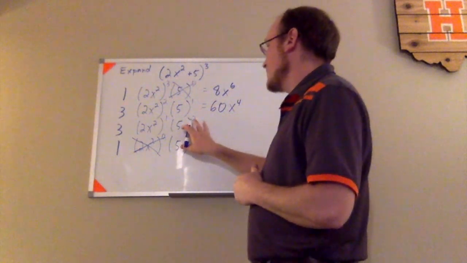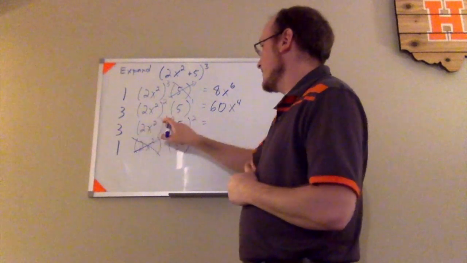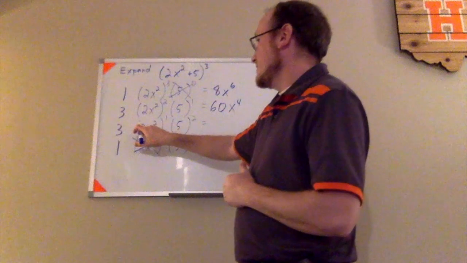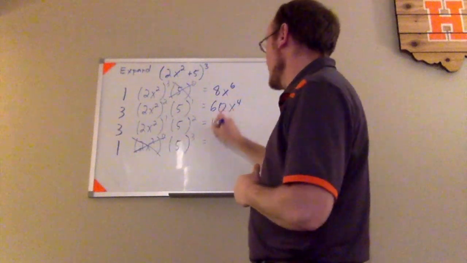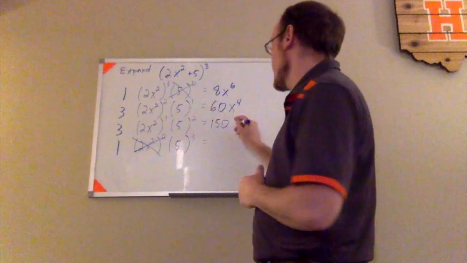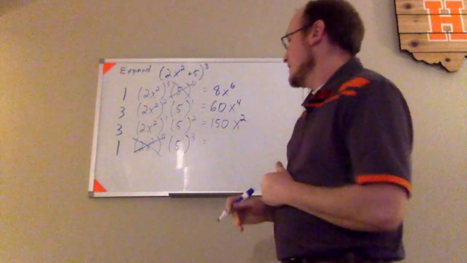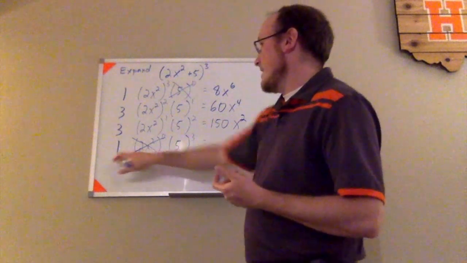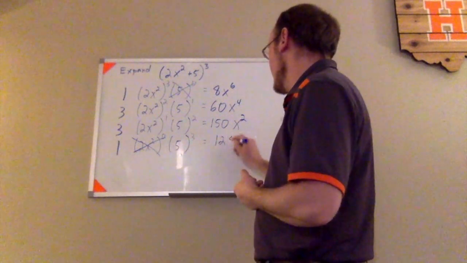Next term, 5 squared here is 25. 2 to the 1st there is 2. And then I have the 3 there. 25 times 2 is 50, times 3 is 150. And then I have x to the 2nd to the 1st, which is just x to the 2nd. And then finally down here, 5 to the 3rd is 125, times this 1 is still 125.